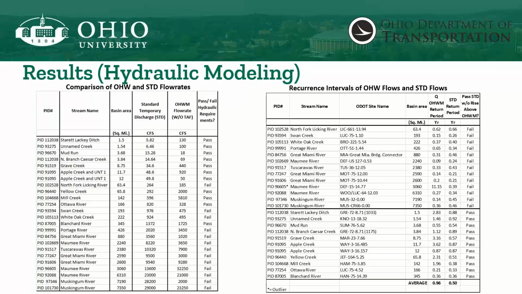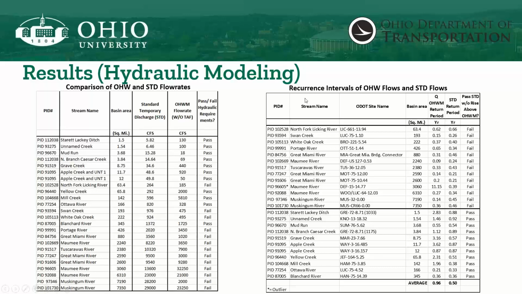Okay. Using HEC-RAS models, you can do a lot of cool stuff. So these two tables show the comparison between the standard temporary discharge, which is twice the max monthly flow, and then the ordinary high flow rates. Okay, just compare the two.